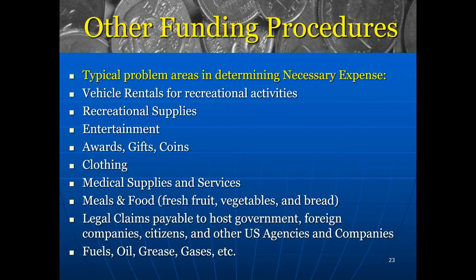Other funding procedures. Typical problem areas in determining necessary expenses are vehicle rentals for recreational activities, recreational supplies, entertainment, awards, gifts, coins, clothing, medical supplies and services, meals and food, which is fresh fruit, vegetables, and bread, legal claims payable to host government, foreign companies, citizens, and other U.S. agencies and companies, fuels, oil, grease, gases, etc.